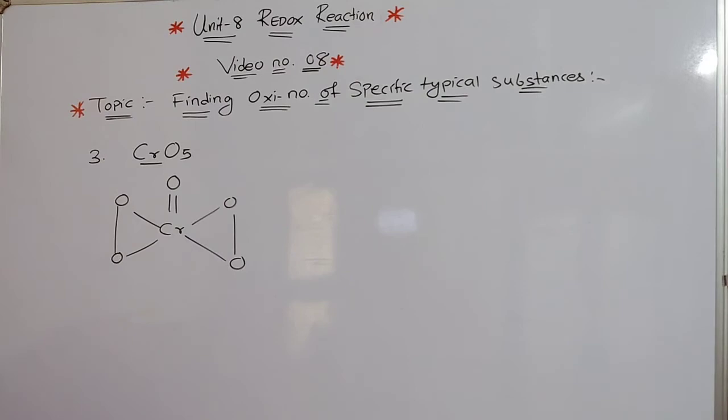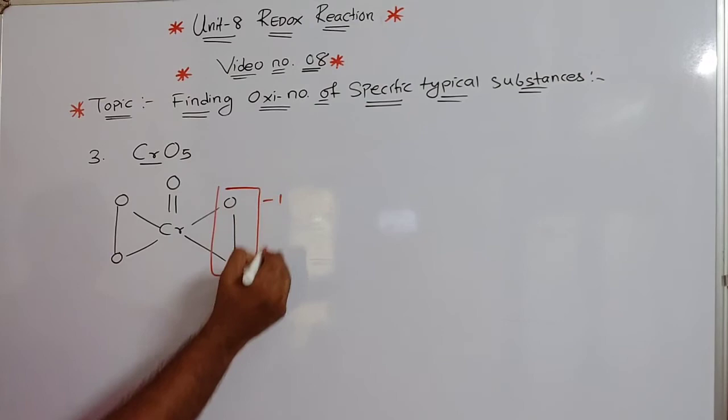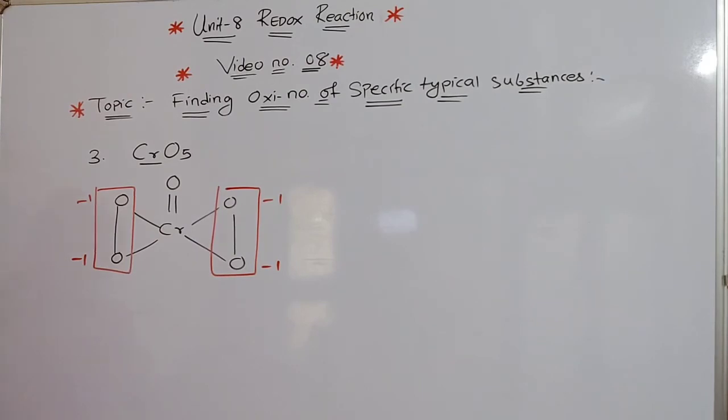Understood? Now in this case, when we say cyclic oxygen, these are cyclic oxygen, or we can also write it as peroxide. So these will all be -1. Then this chromium will be X, and this oxygen on the top will be -2.